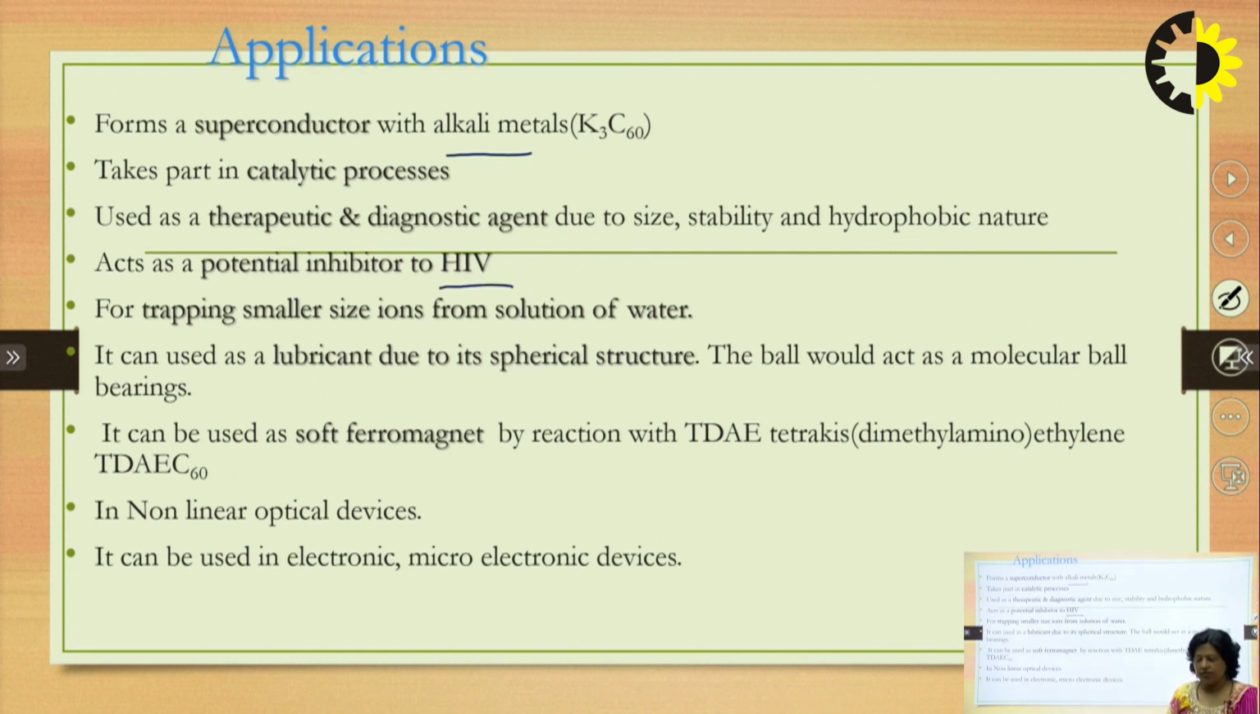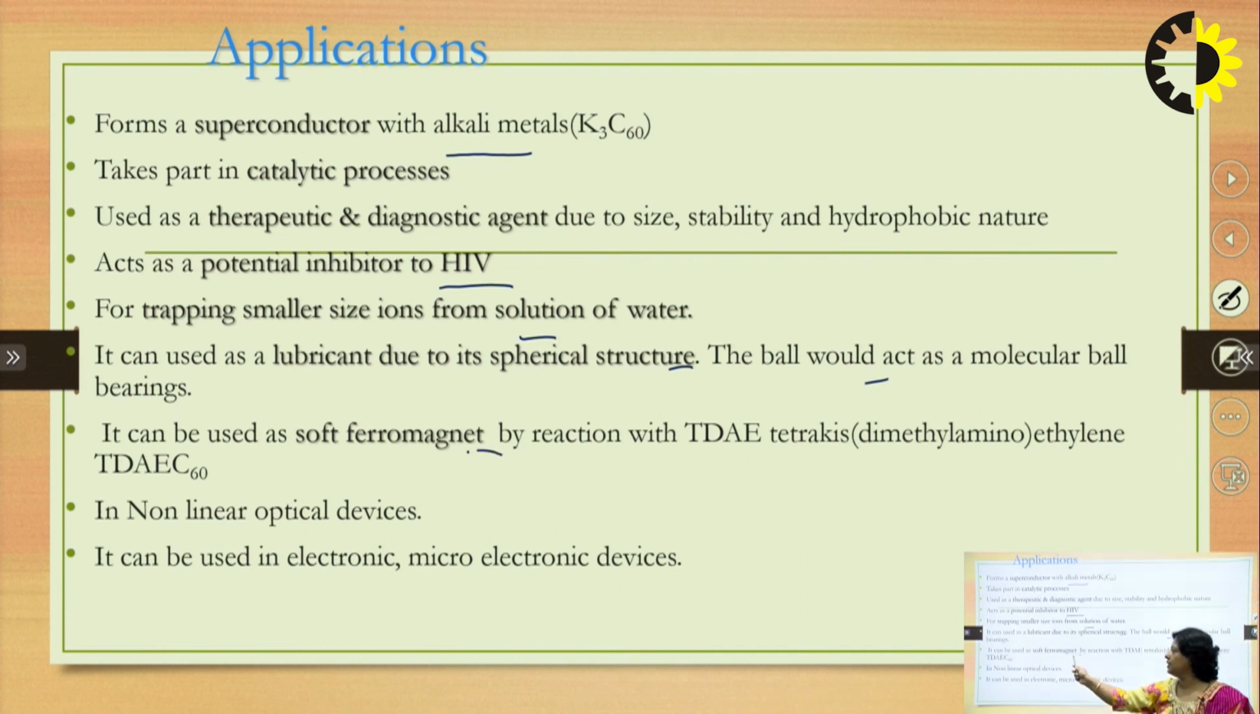Some derivatives of fullerene, which are soluble in water, have been found to be potential inhibitors of HIV. Trapping smaller ions in a water solution, so that the FCC structure, which has the capability of absorbing some small molecules within the interstitial spaces, can be used for trapping purposes. It can be used as a lubricant due to its spherical structure. The ball acts as a molecular ball bearing.